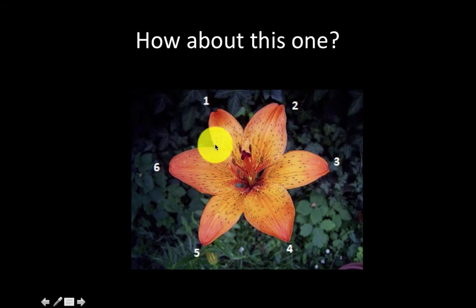How about this one? You have 1, 2, 3, 4, 5, 6 petals. So multiples of 3: monocot. This is a lily.